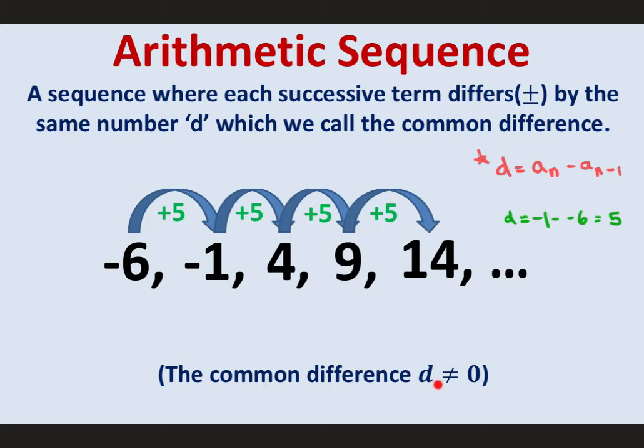The common difference can never equal 0. That would make sense, right? If I don't add anything, then it's never going to change. Okay, so there's our first little formula. You might want to write down on your piece of paper, write common difference, and then write that down. Would be a great idea.